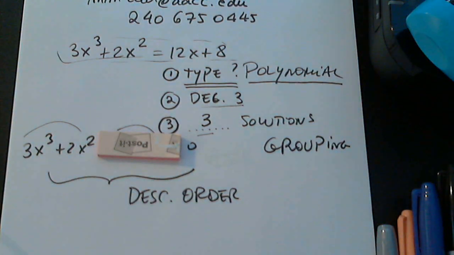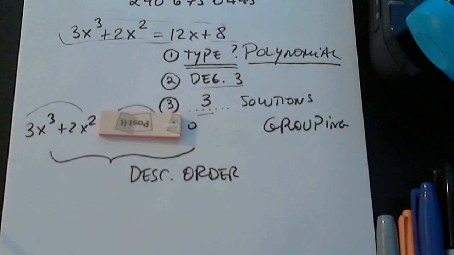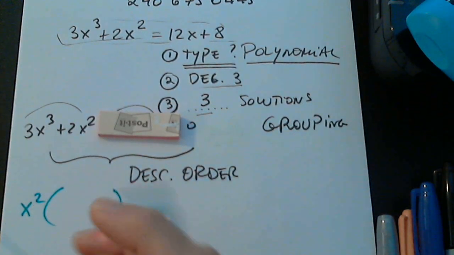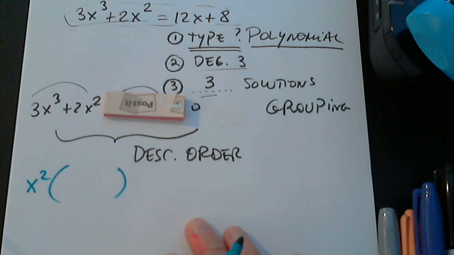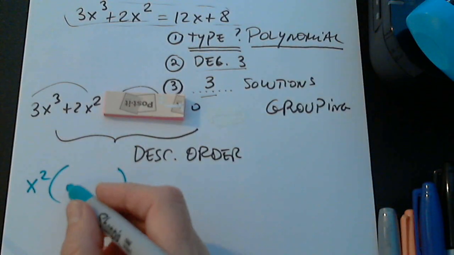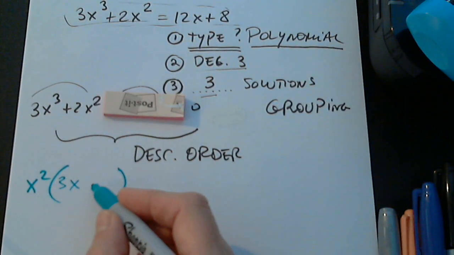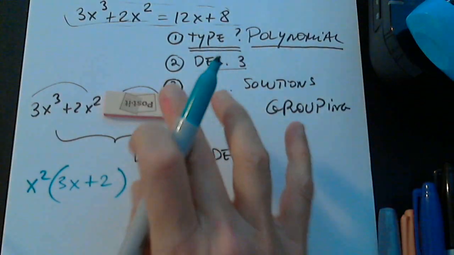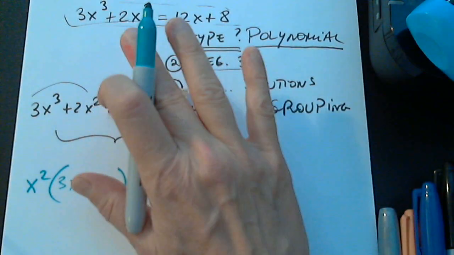What will you factor out from the first 2? From the first two terms, what will you factor out? X squared, very good. What is left in parentheses? Remember, two terms, we need two terms. Very good.